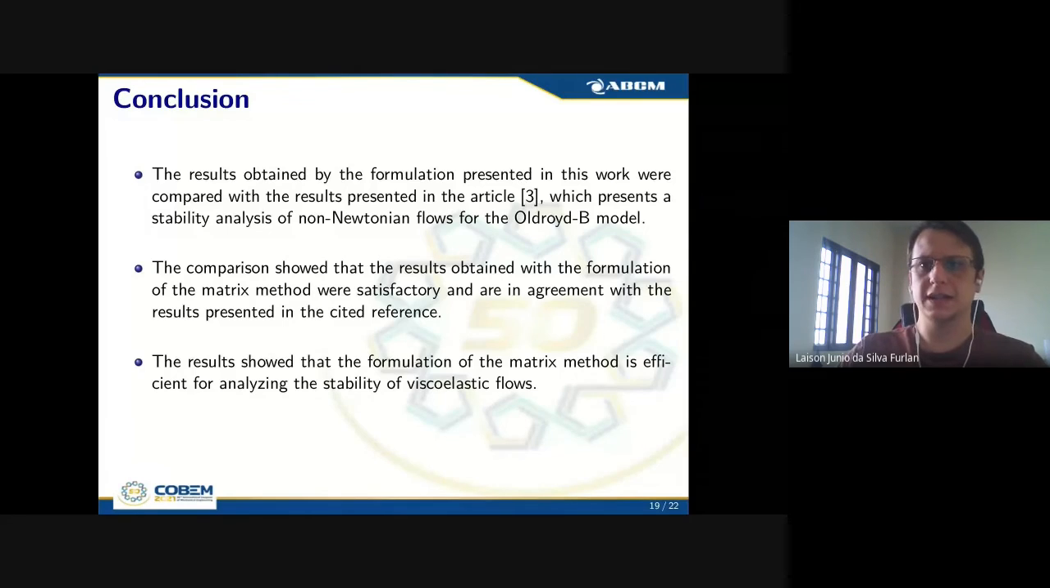All the results presented in this work can be seen also in the reference article. We simulated the same results presented in the reference because we wanted to see if the behavior of the results obtained in this work was the same behavior presented in the reference, and it was. This shows us that this method is efficient to get the instability results.